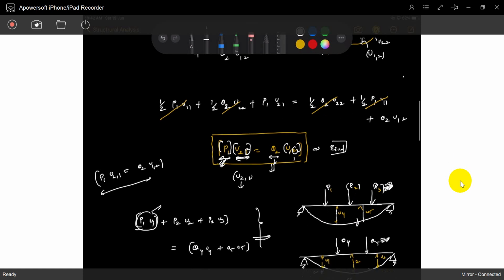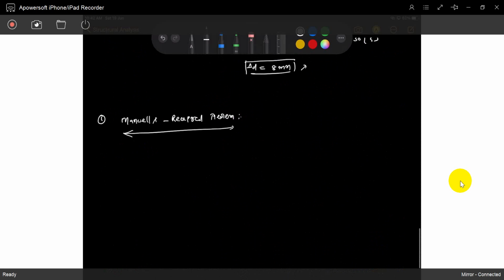Suppose P is equal to Q, what will happen? These two displacements are equal. Are understood? That's it. That is the theorem. If P1 U12 is equal to Q2 U12, and P is equal to Q, then U21 is equal to U12. What does that mean? The forces are equal.